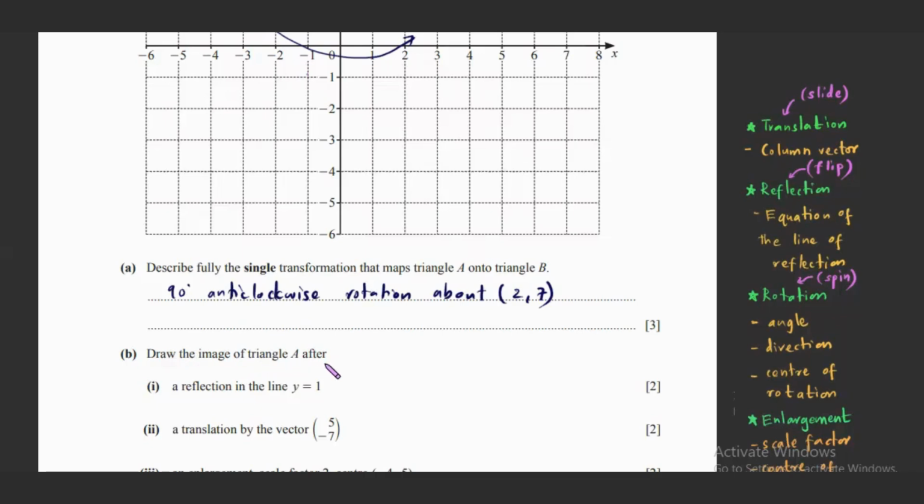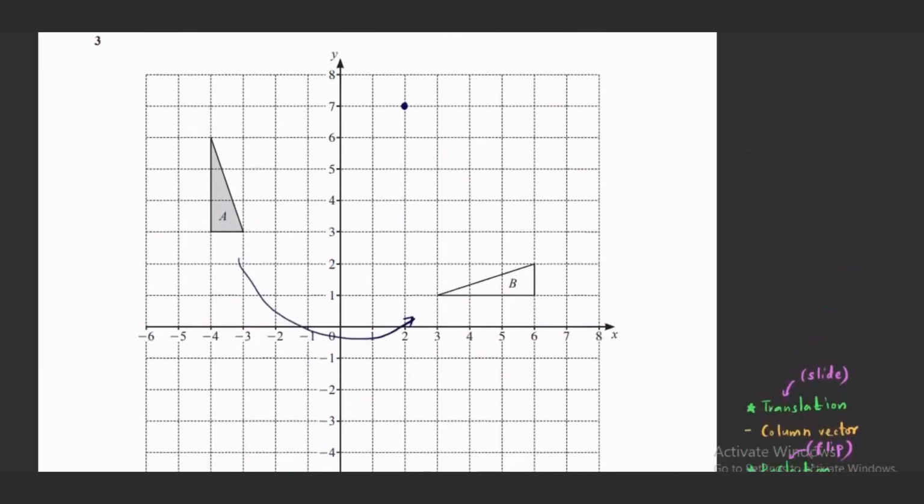Draw the image of triangle A after a reflection in the line y = 1. So first, let me draw the y = 1 line. This is 1 on the y-axis, so this is going to be the y = 1 line. Now, we need to reflect shape A on this line. When we reflect it, this point is 2 units away from the y = 1 line.